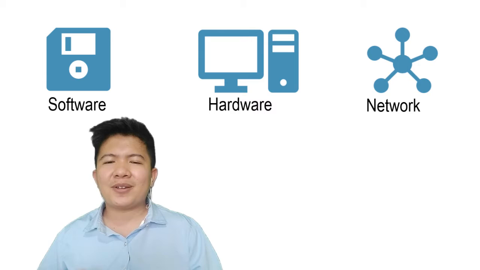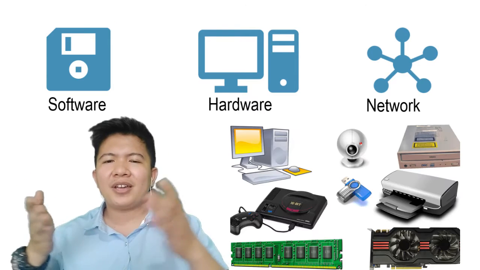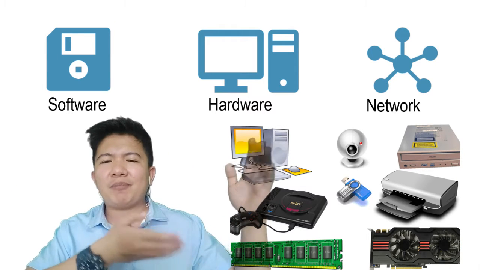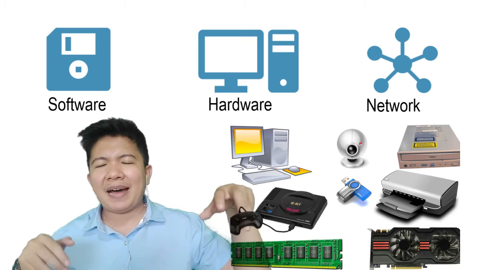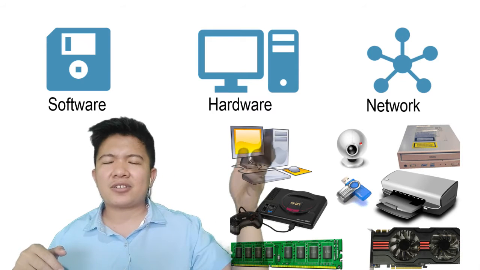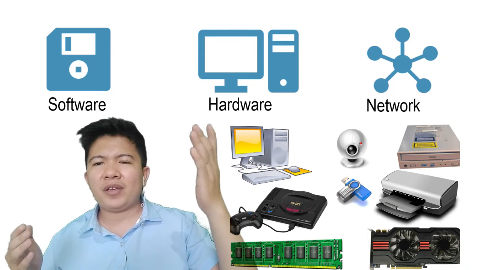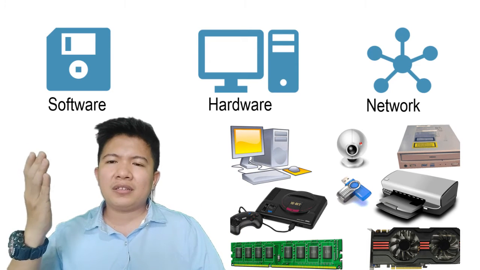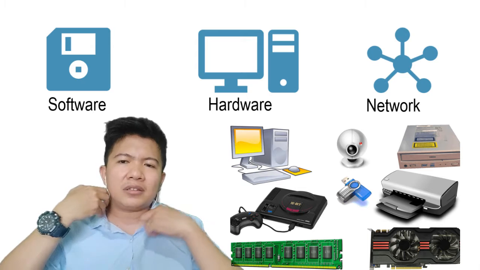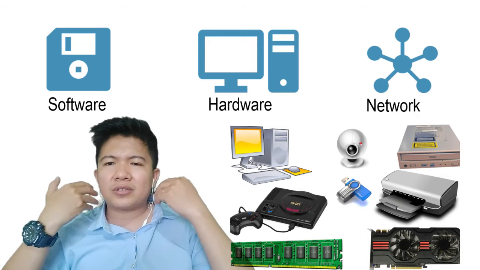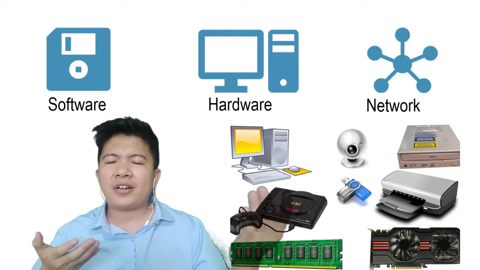The examples of hardware are monitors, processing unit or CPU, keyboard, mouse, and other peripherals such as scanners, printers, webcams, CCTV, external storages, earphones, or external microphones, and the like.